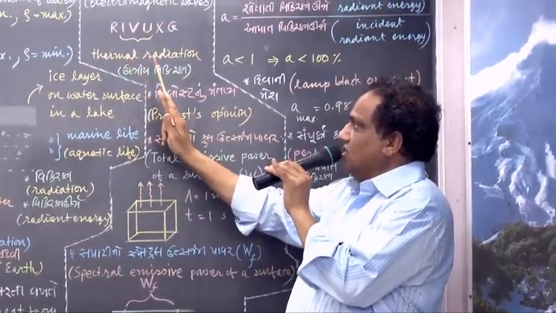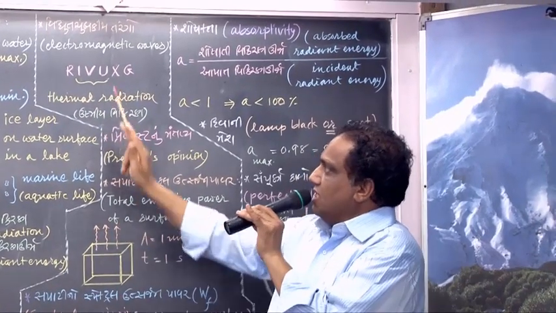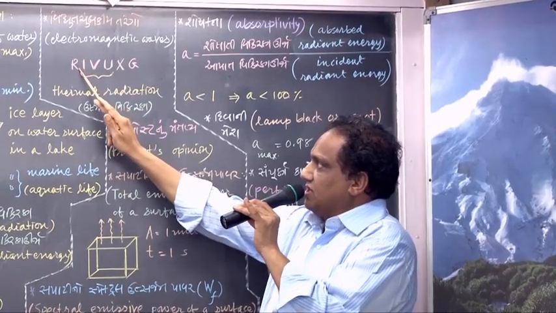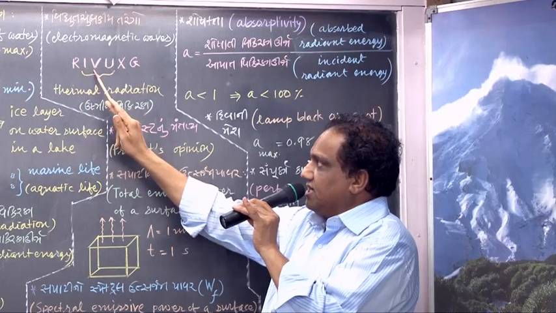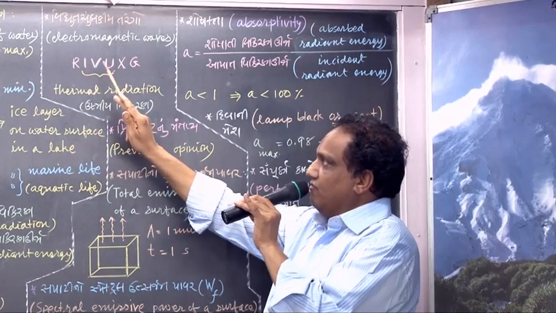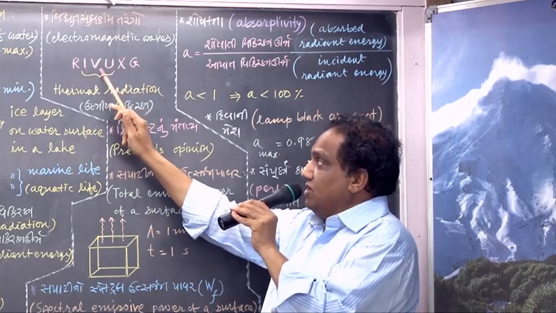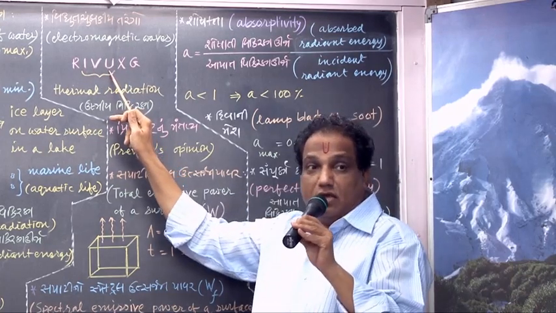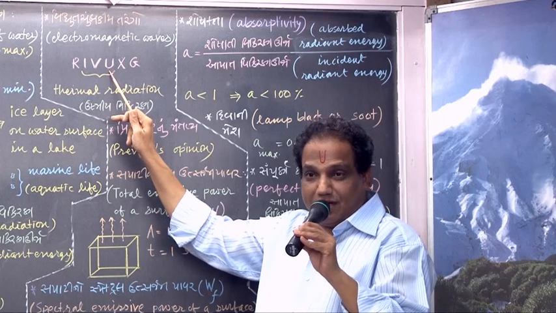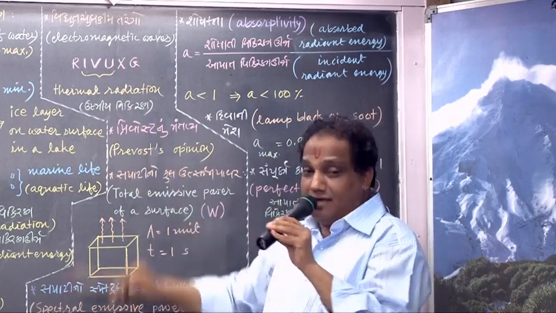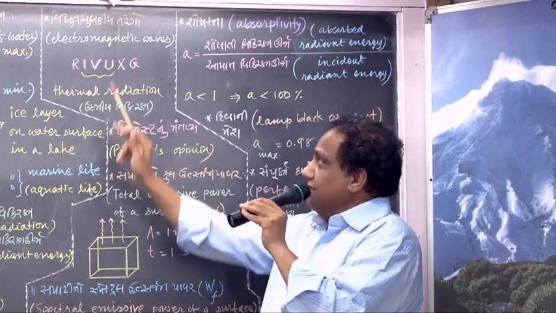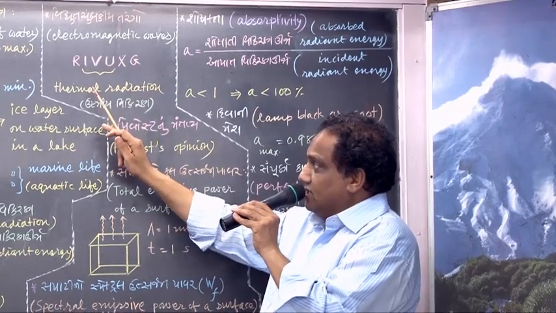Then we go for one word called thermal radiation. What do you mean by thermal radiation? You consider that radiation which falls in these three sections: infrared, visible, ultraviolet. Okay? It is IVU, not ILU. Say IVU. Now that radiation is known as thermal radiation.